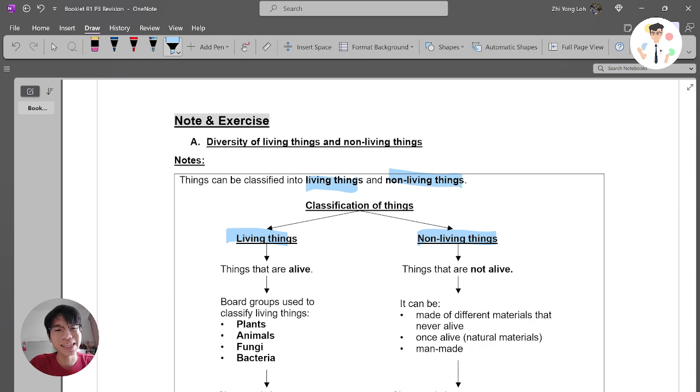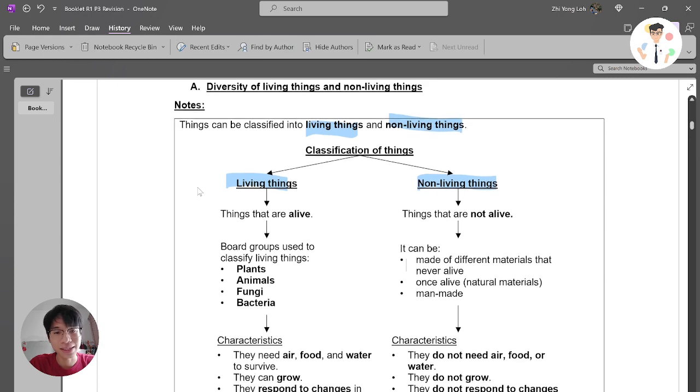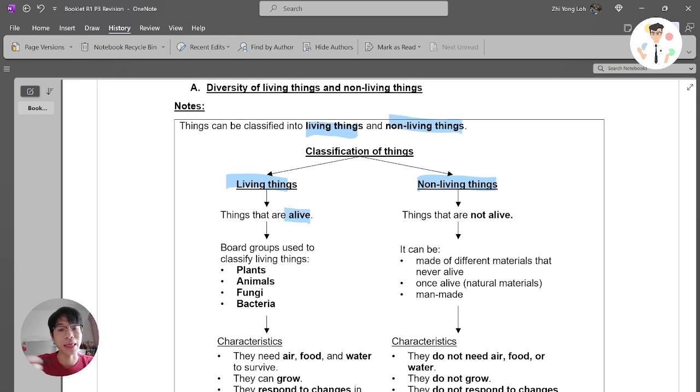So living things, in simple terms, are basically things that are alive. Some examples of broad groups that are alive are plants, animals, fungi, and bacteria. And all of these broad groups have six very important characteristics that show that they are living things.